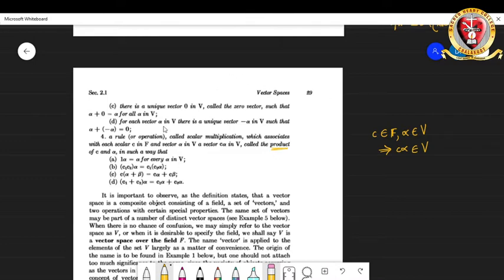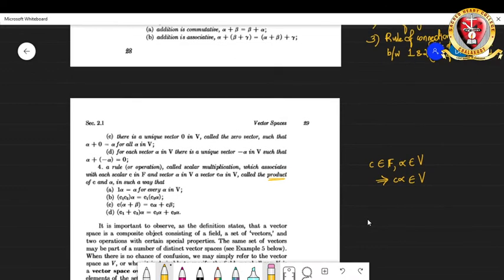We call it the product of C and alpha, and this operation has four properties. One, 1 times alpha is equal to alpha for every alpha in V, where 1 is the multiplicative identity inside the field. Being a field, it will obviously have a multiplicative identity. Then, C1 C2 times alpha is equal to C1 times C2 alpha, C times alpha plus beta is equal to C alpha plus C beta, and C1 plus C2 times alpha is equal to C1 alpha plus C2 alpha.